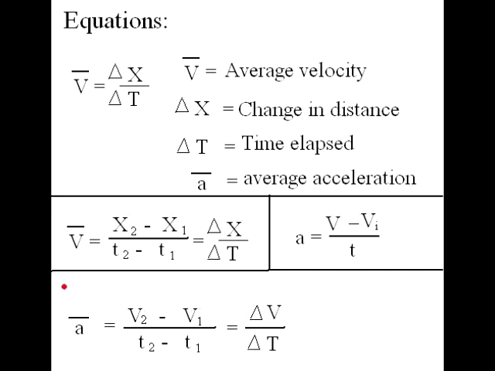Below that equation, in the giant box at the bottom, we have the average acceleration equals the change in velocity divided by the change in time, or delta v divided by delta t. Delta v can be broken down into v2, or the final velocity, minus v1, or the initial velocity, divided by t2, the final time, minus t1.